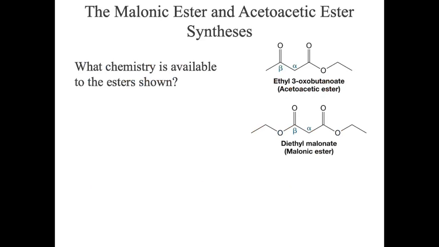Cool. Okay. Where the Claisens really come into play is our malonic ester and our acetoacetic ester syntheses. What these are referencing is the starting materials that we're looking at. Most of our esters that we look at, we say we start with an ester, and it does a Claisen. Are we starting with esters here? Yes. What is different about these esters in comparison to the esters that we've had before?